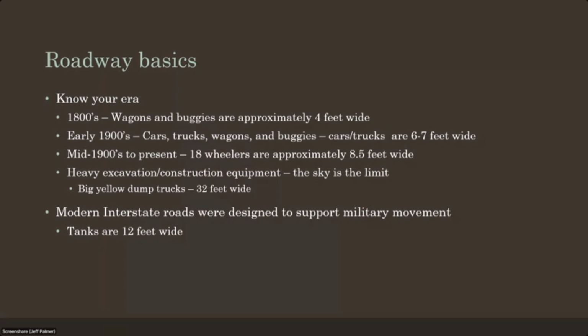If you look at the mid 1900s, we'll say in the 30s, 40s, and 50s, the width of a lane was basically 8.5 feet. Well, when the big 18-wheelers came along, that was a problem. And then you've got some heavy excavation equipment and construction equipment, and some of those are huge. If you stop to think about those big mining trucks that you see, they're 32 feet wide. They need a big lane. So anyway, you got your interstates and stuff like that.